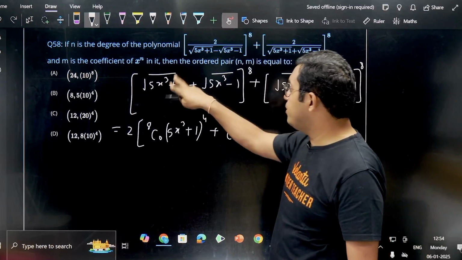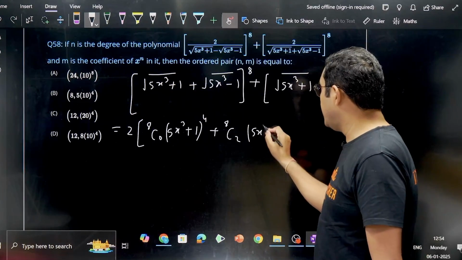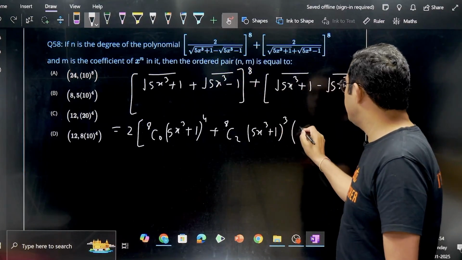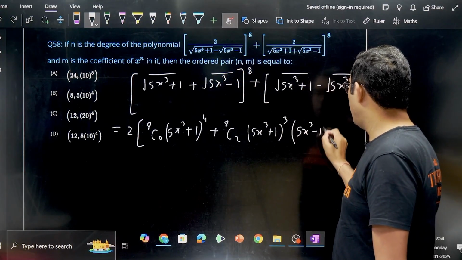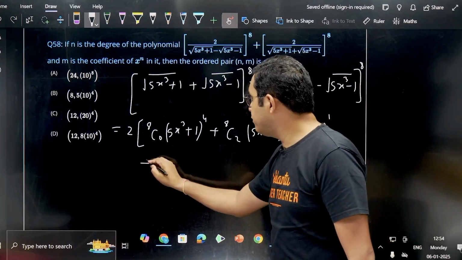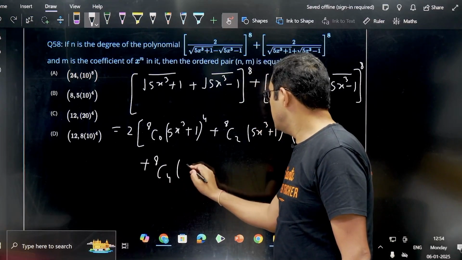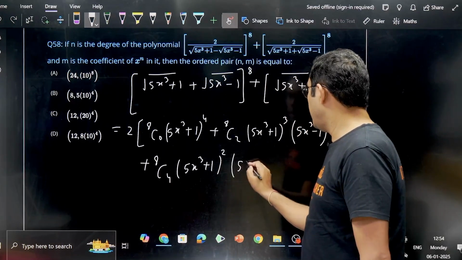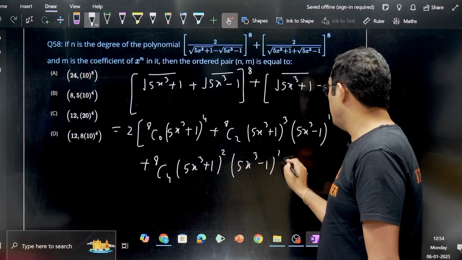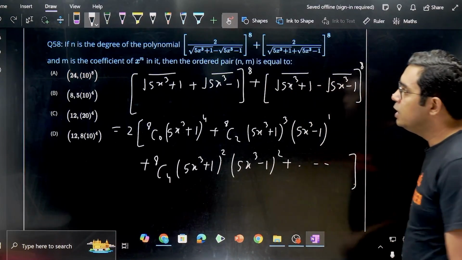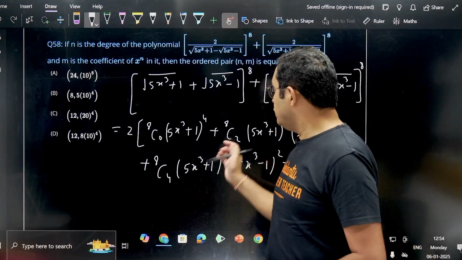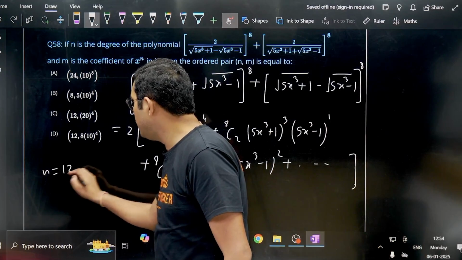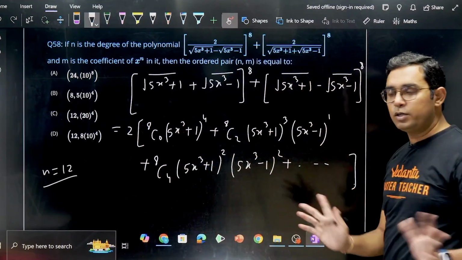And here it will be in power 6, which means it is (5x cube plus 1) power 3. And this will have power 2, which means (5x cube minus 1) power 1. And the next one will be 8C4 with (5x cube plus 1) power 2 and (5x cube minus 1) power 2, and so on. We are not writing all the terms. Now they are asking for the degree first of all. So the degree is obviously 3 into 4, 12. So A has to be equal to 12, because there is no minus sign, there is no possibility of cancellation.